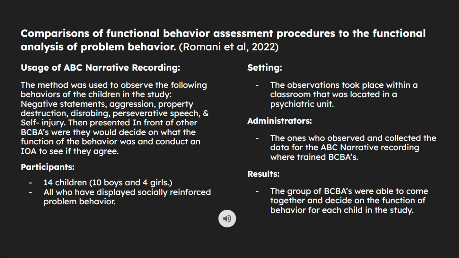They then would compare their answers and finally determine which the function was. In this study, there were 14 children who all displayed socially reinforced problem behavior, like mentioned previously. There were 10 boys and 4 girls. They conducted their observation in a classroom that was in a psychiatric unit. The ones who observed and collected the data were BCBAs. The results that came up were that the BCBAs were able to come together and decide on a function of the behavior for each of the children in the study.